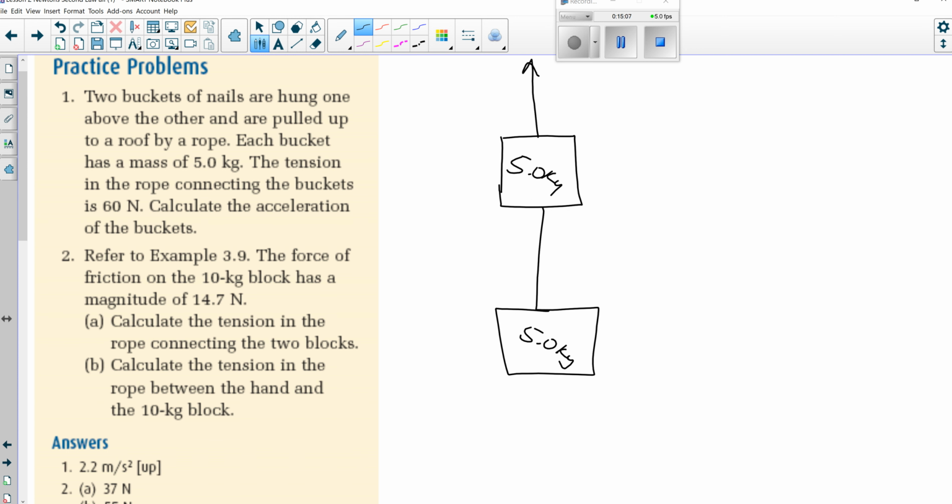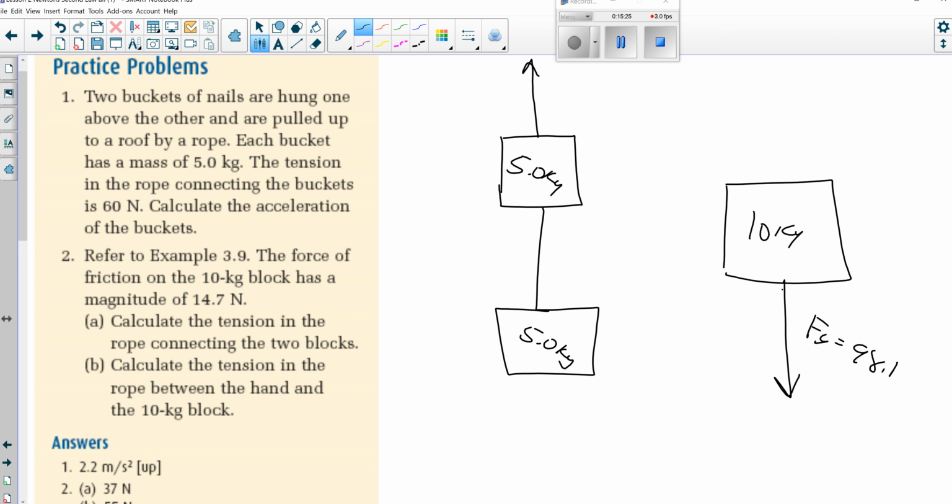If I don't know that force, I can calculate the force of gravity acting down on this 5 kilogram mass, right? I could do this if I wanted to, and say 10 kilograms, and have the force of gravity. It would be 98.1 newtons. But I still run into the same problem. I don't know what this force, which is the one directly attached to the top bucket, is.